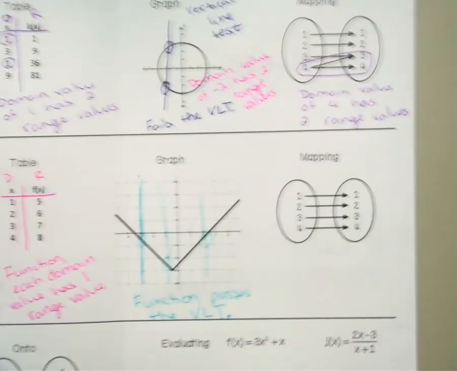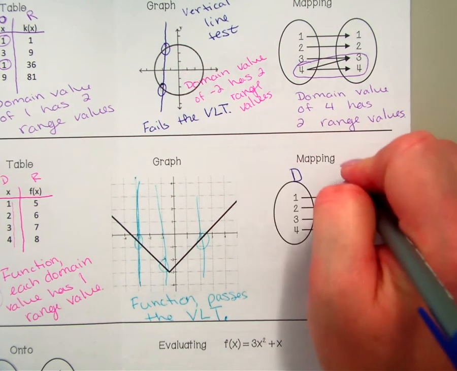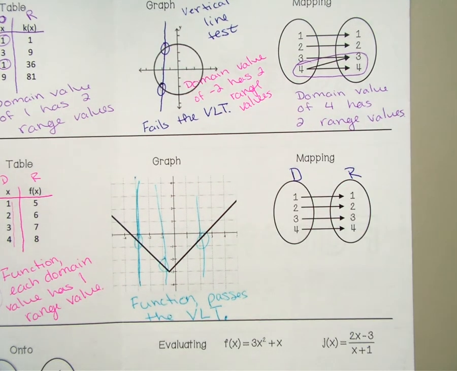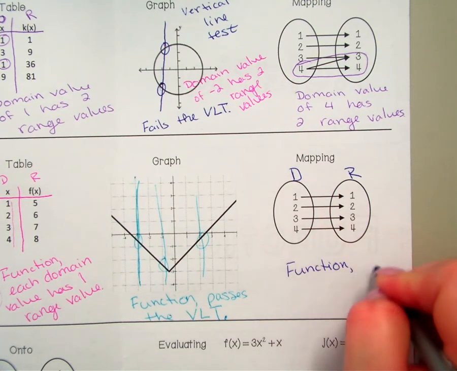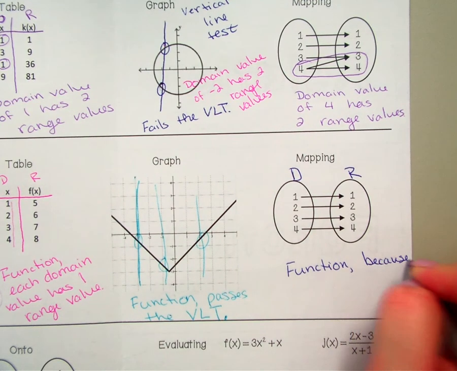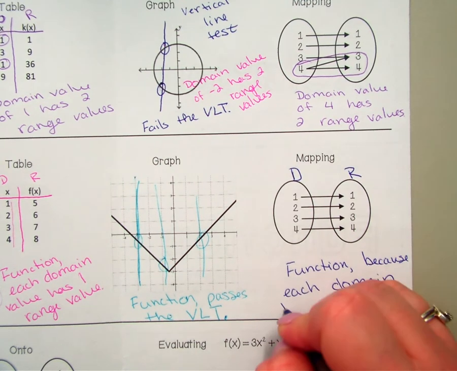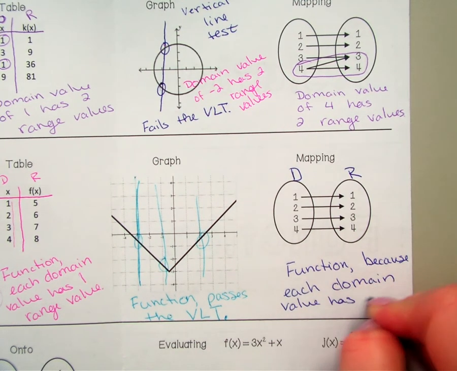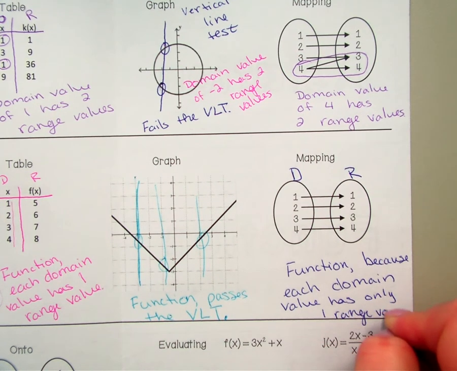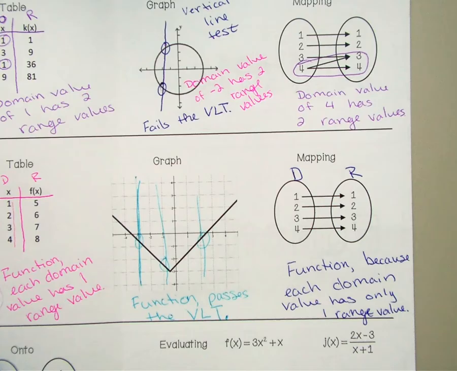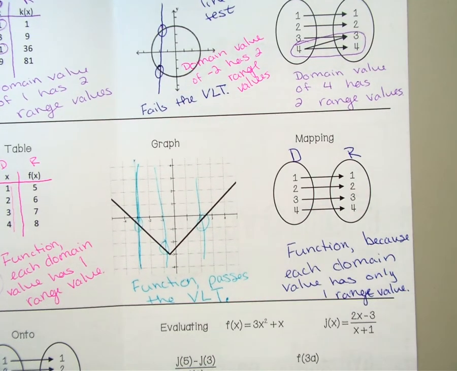There's not multiple ranges. And then our last one, our mapping. First circle is our domain. Second circle is always our range. So this is a function because each domain value has only one range value. As you can see, because each domain value only has one arrow coming from it in the mapping diagram.